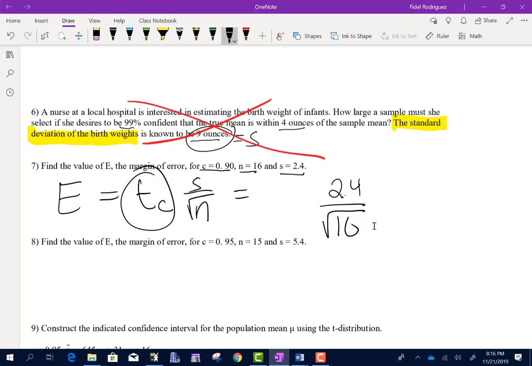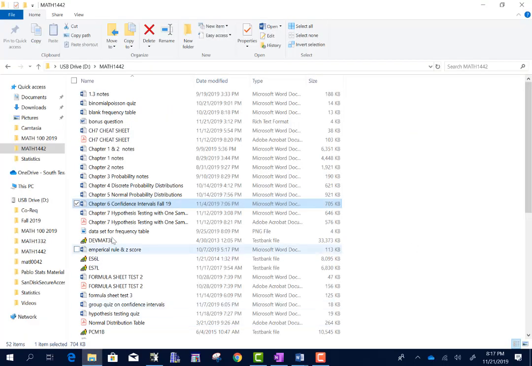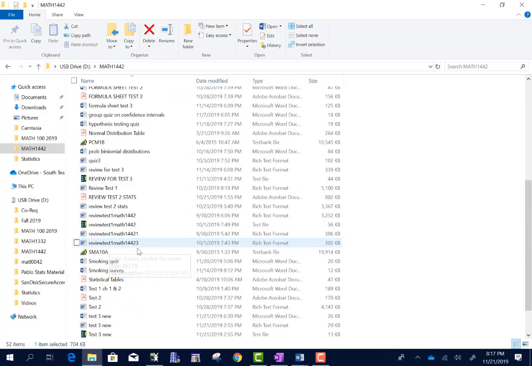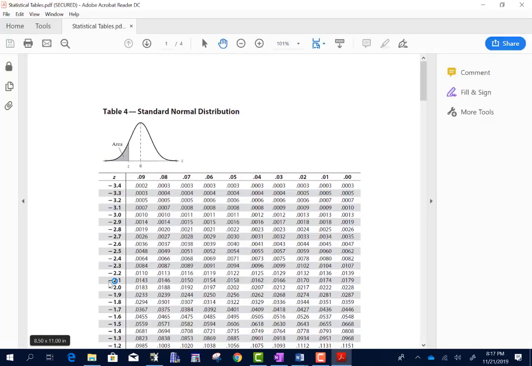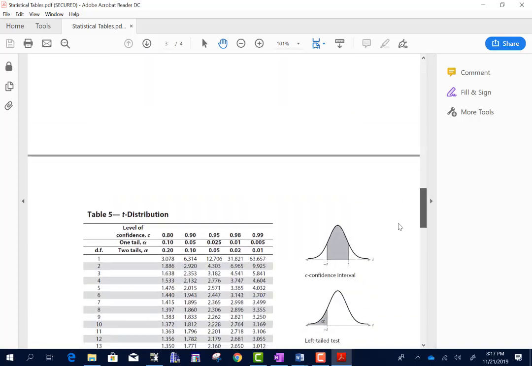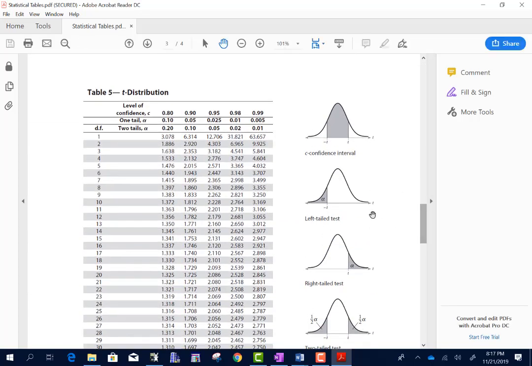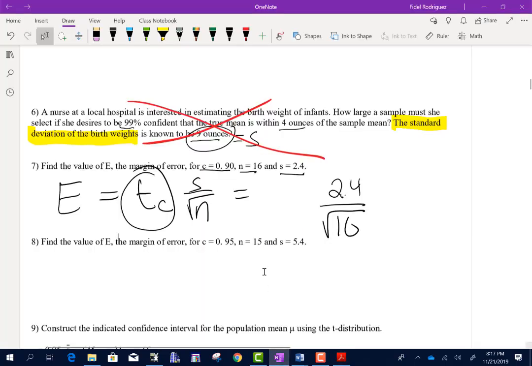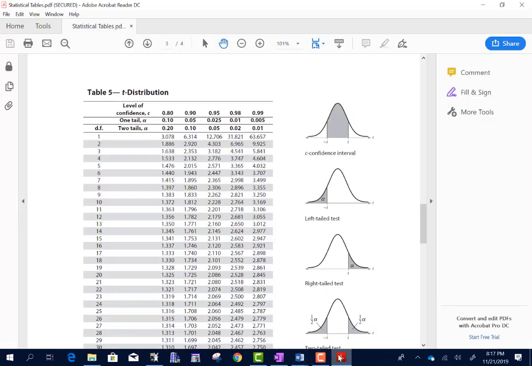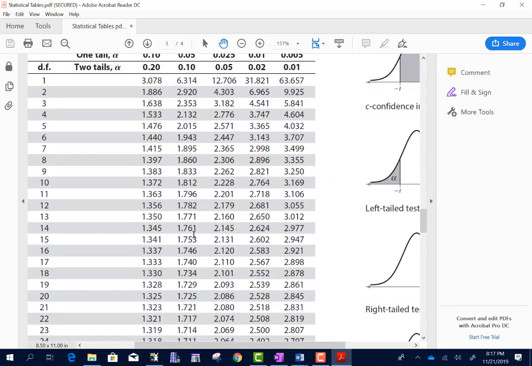Let me see if I got it somewhere in here. Statistical tables. Okay, and if I scroll down to this one here, right? So guys, what is our C value here? 0.90, right? Okay, so where is it? Here we go. So my C value is 0.90, and what would our degrees of freedom be? 15, right? So isn't my TC value here going to be 1.753? Are y'all okay with how we're coming up with that?